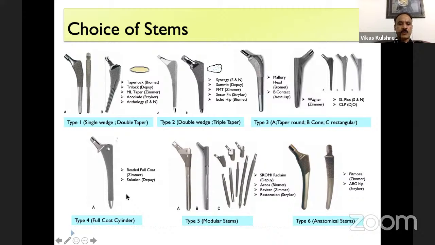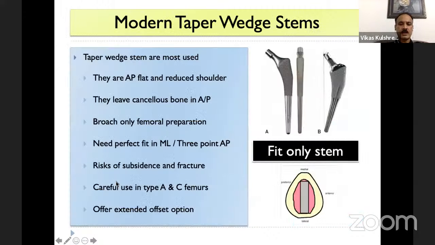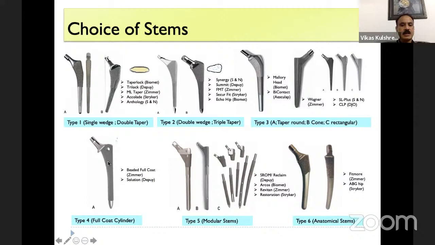Type 4 stems are a fully coated design, generally limited to use in revisions when we want a diaphyseal fit, or sometimes in neck femurs where the bone quality is bad and you want to fill the whole canal. So these are fully coated, and two designs which are available in our market are the beaded full coat of Zimmer and the Solution stem. They are monoblock, and the preparation of the canal is slightly different, which we can discuss when we go on to the revision talks. And the modular designs in these are the SROM and the Revitan. These are again essentially used in revision of very complex primary hips.